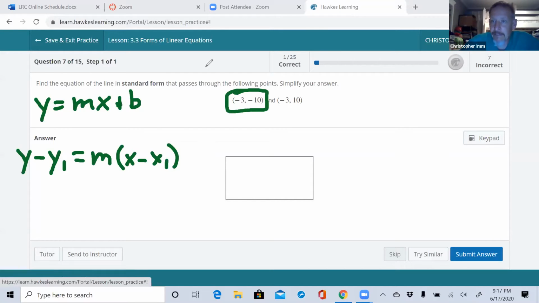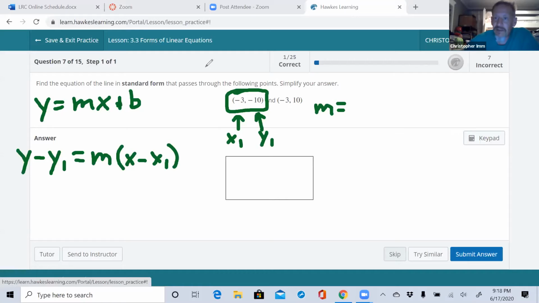The first thing I need to do, though, is to just choose a point. So I'm going to choose the first one. You can really choose either one. So I'm going to call this x1, y1. And then I need to find a slope. It's really the tilt of the line. It could be going down from left to right, or up, or just straight, or it could actually be vertical.